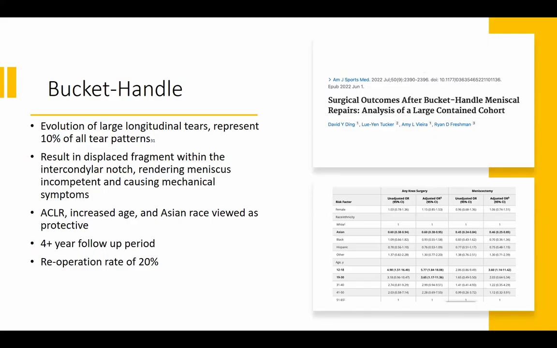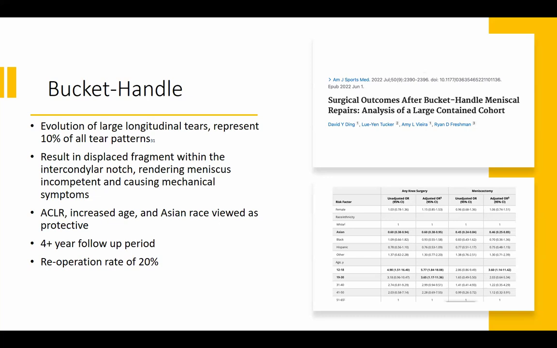Ding retrospectively reviewed 1,359 patients, a large cohort. This included all comers aged 12 to 65 who underwent repair for bucket handle injuries. They reported on factors influencing failure and the serious reoperation rate during the average 50-month follow-up period. The overall failure rate in this cohort was 20%.